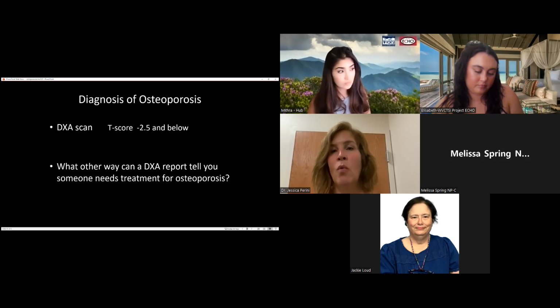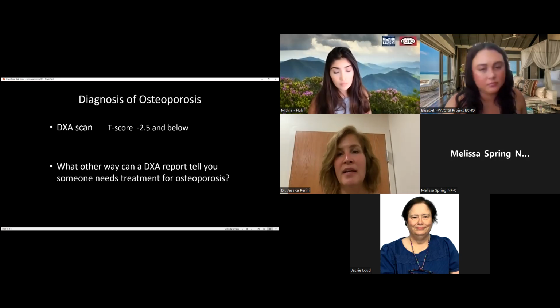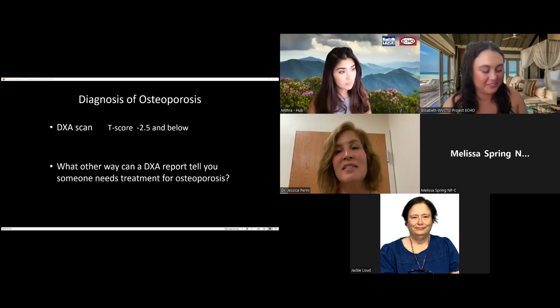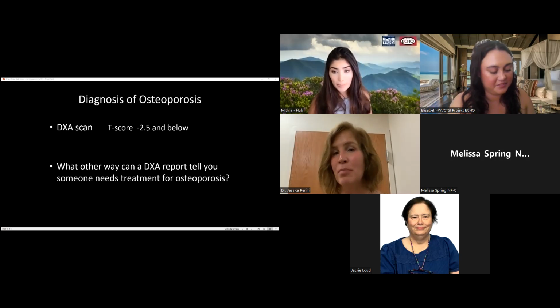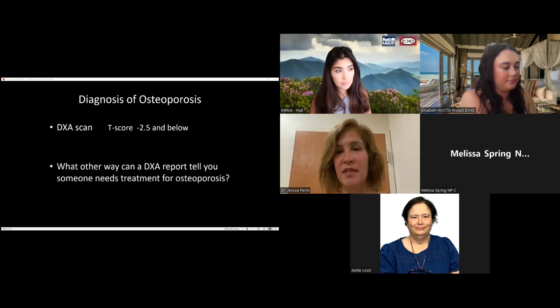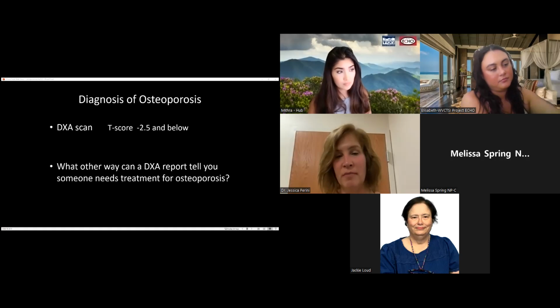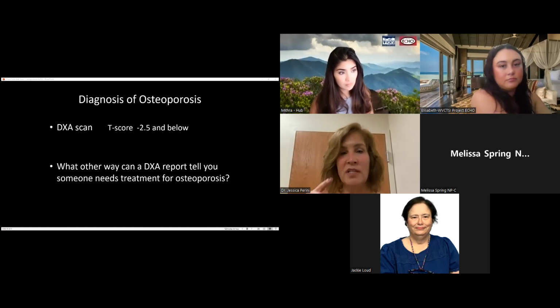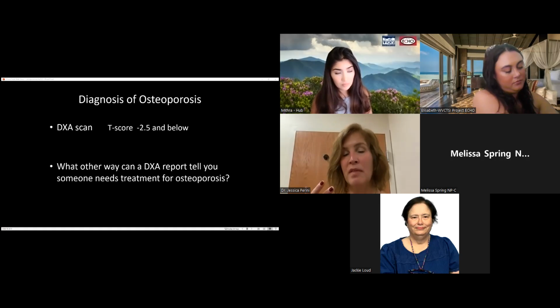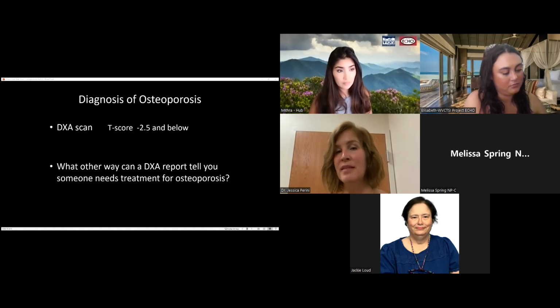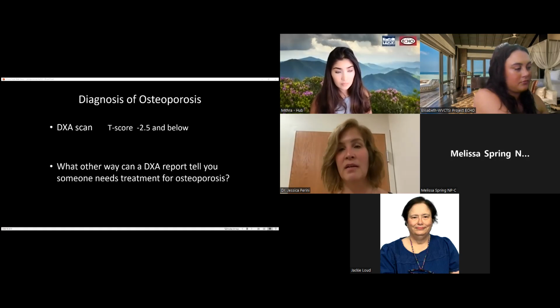Okay, so what other way can a DEXA report tell you that someone needs treatment for osteoporosis? That paper that we were just looking at, where I had drawn the arrow with the T-score, had a lot of information on that page. There's actually additional information there that we need to practice looking at, because what if that T-score doesn't say minus 2.5 or below? There are other things on that paper that could indicate to us that this person still has fragile bones, despite the T-scores looking not so bad. Next slide.